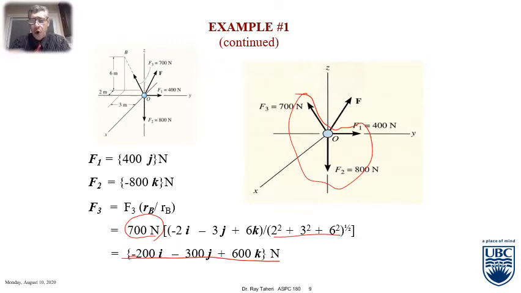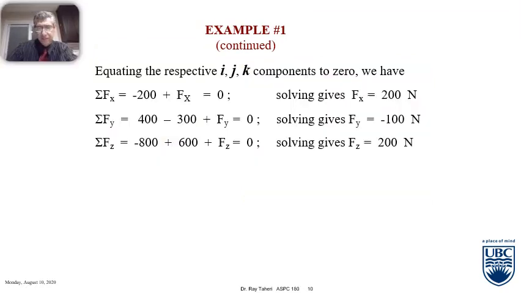Or you can write a simple equation, all of them in one equals zero, and then you find x, y, z of F. I did this in the second way. Sum of forces on x equals zero, so we have only one value here, the x is equal to 200 for F. Sum of forces on y equals zero, so in this case we have these two, and you find the y. Then sum of forces on z equals zero, and you find this. So it's a very simple way to deal with this problem.